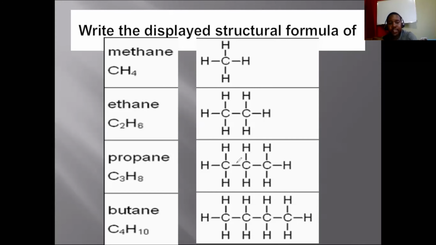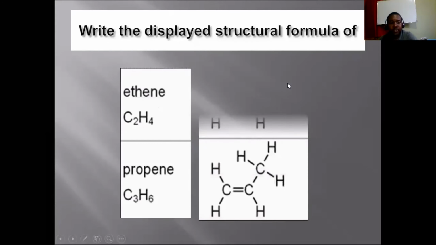It's also an alkane, so that means each carbon-carbon bond will be a single bond, and then we fill out with the hydrogens. Butane is the same, right? So it's just to highlight which functional group is there and the prefix to know how many carbons will be present, right?